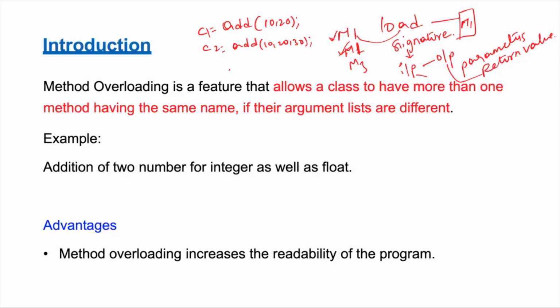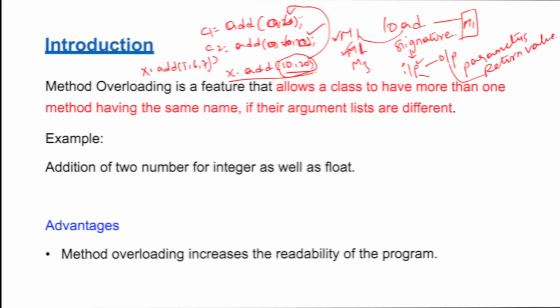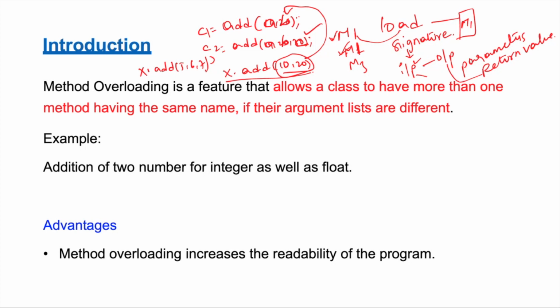Now if I call x dot add of 10 comma 20, let us assume this is a, this is b, and this is a, this is b, and this is c. So 10 comma 20. Now which one will be executed? It will check the signature: how many parameters, how many input values are there. Two input values are there, so it will go here and execute this one. If I call the same x dot add of 5, 6, 7, then it will go and execute this particular method here. This is what is known as method overloading.